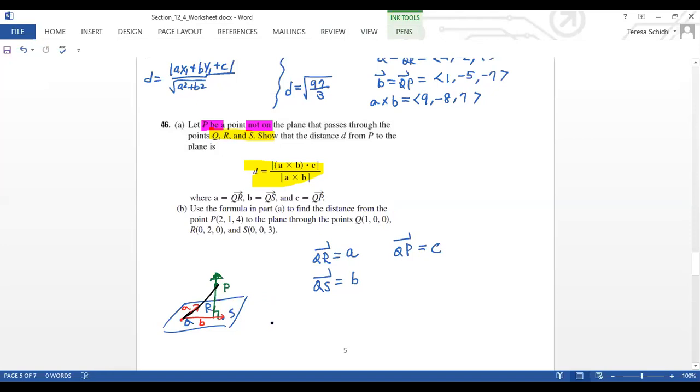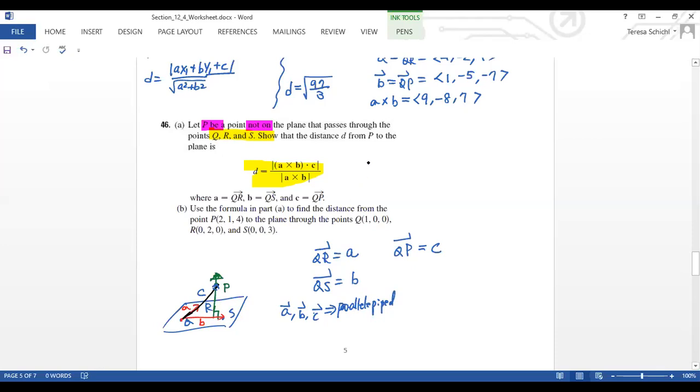So what is the distance? Think about it. If you have A, B, and this vector is C, right? So if you have A, B, and C, what will they span? The vectors A, B, and C will span a parallelepiped, right? It's a slanted box.